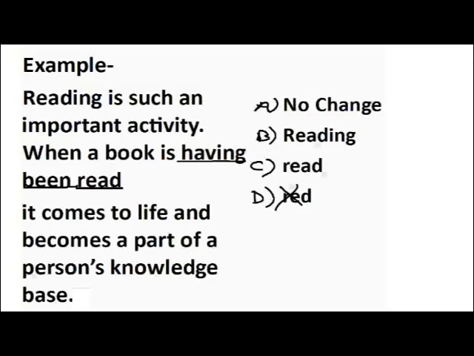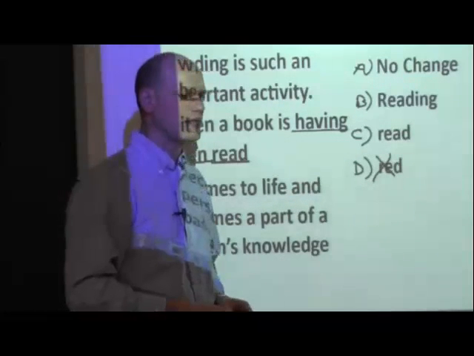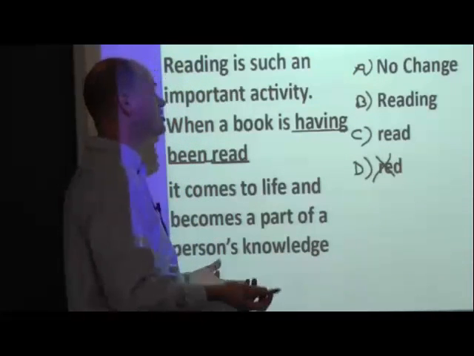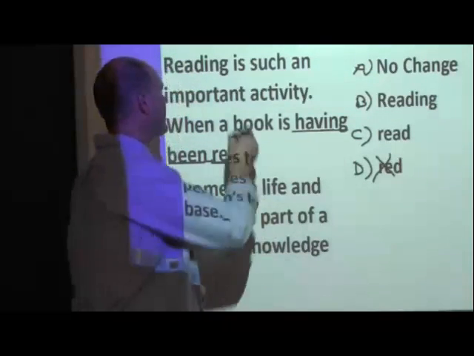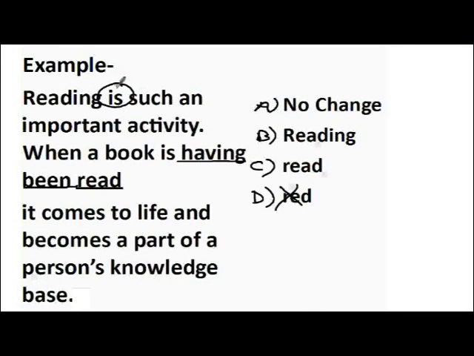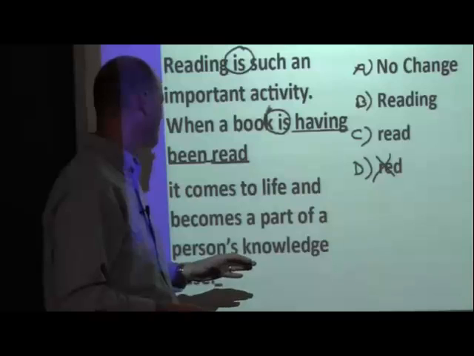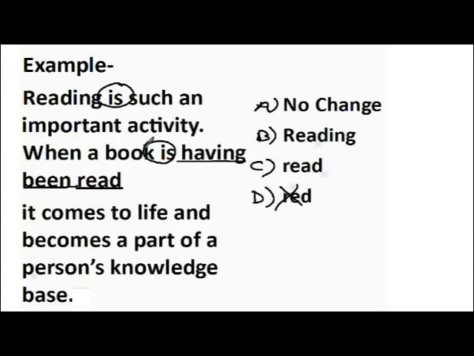Reading is such an important activity. When a book is having been read, it comes to life and becomes a part of a person's knowledge base. And knowing that we have to keep it consistent throughout, let's go ahead and figure out what the verb tense is. Just start looking at the first sentence. I'm seeing the verb is. Okay, so I know I'm in the present tense. Reading is such an important activity. When a book is, all right, once again I'm in the present tense. Having been read, it comes to life and becomes part of a person's knowledge base.